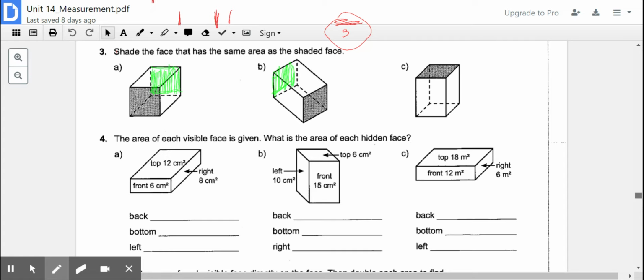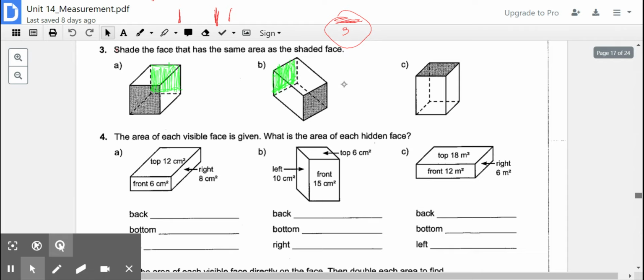What do you notice about the face that has the same area as the one that's shaded? Well, they're opposite to each other, aren't they? So go ahead and do question C on your own. You do this one here. Let's take a look at number 4.